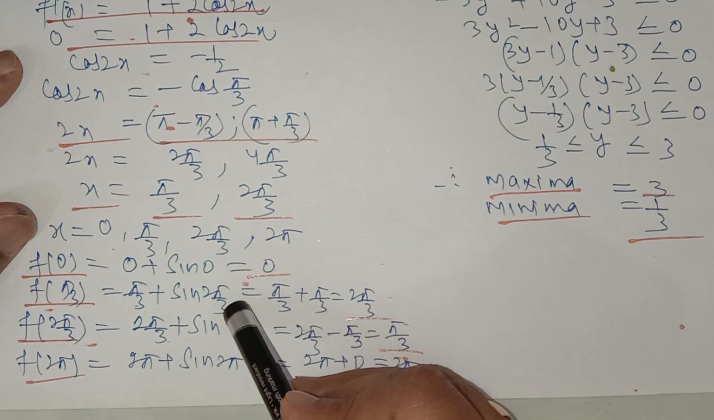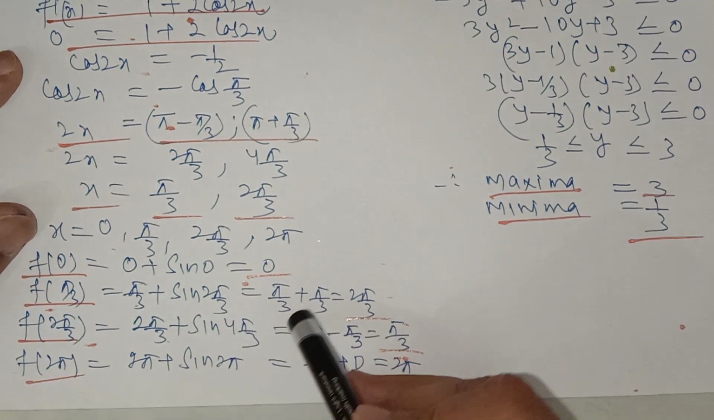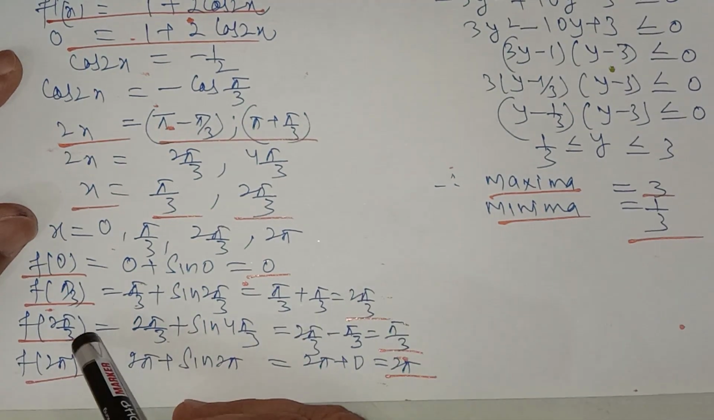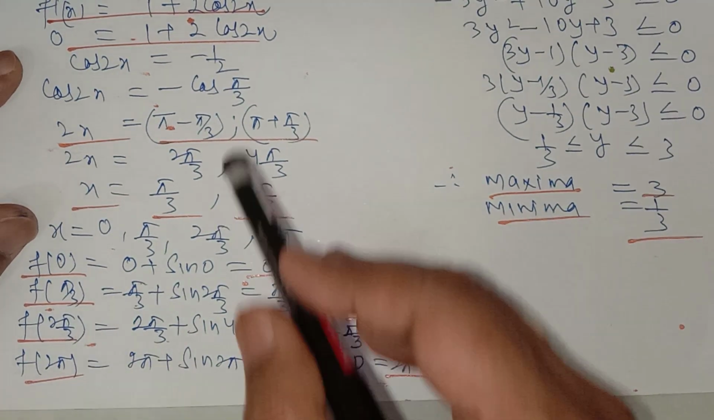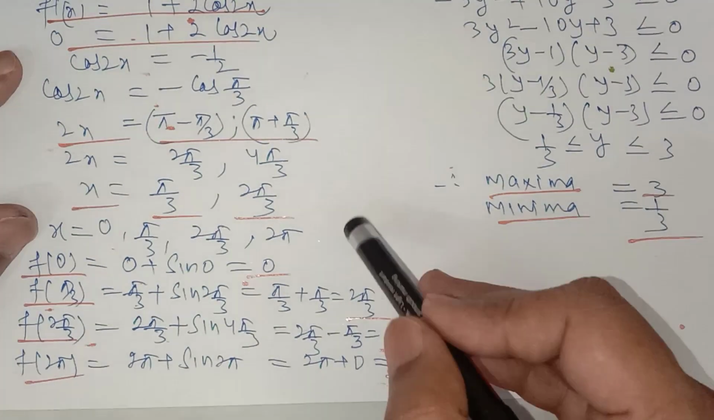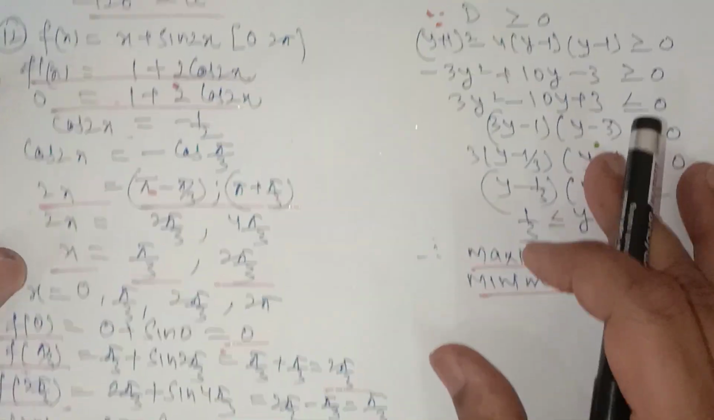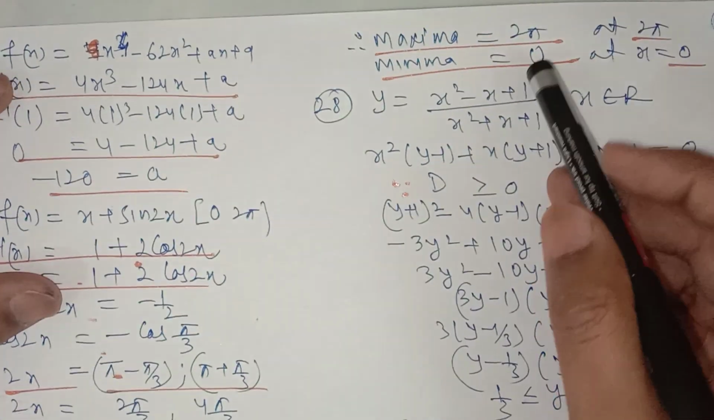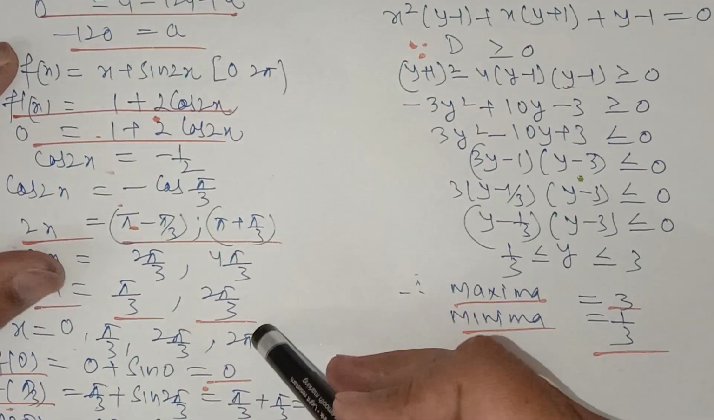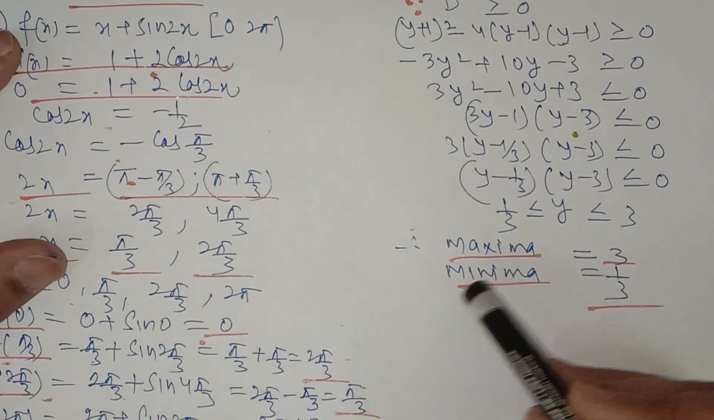It is a 120 degree angle, which will be equal to pi by 3, and add it. Similarly, find f(2 pi by 3) as usual in the original function. Obtain these values and you are getting the values of the function as this, and you can easily find which is the maximum value, which is 2 pi, and which is the minimum value, which is equal to 0.